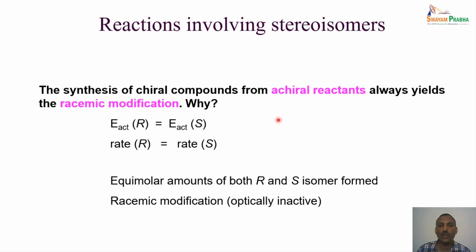So we can conclude that whenever we have an achiral starting material, and the reagents and reactants used in the reaction are achiral, we will always get a racemic modification only. We cannot get any chiral compound from this reaction.